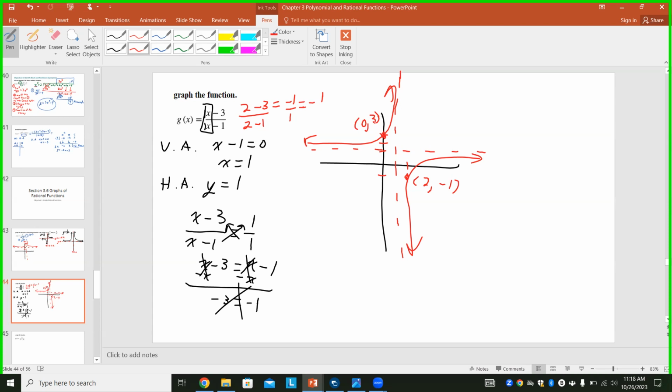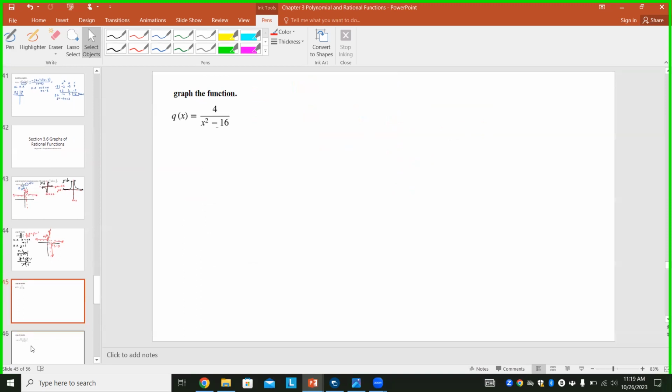Oh, no, that's where we just found the point was 0, 3. Right. Any other question there? All right, let's continue practicing graphing. So here we go. I'll give you a chance to write this down.